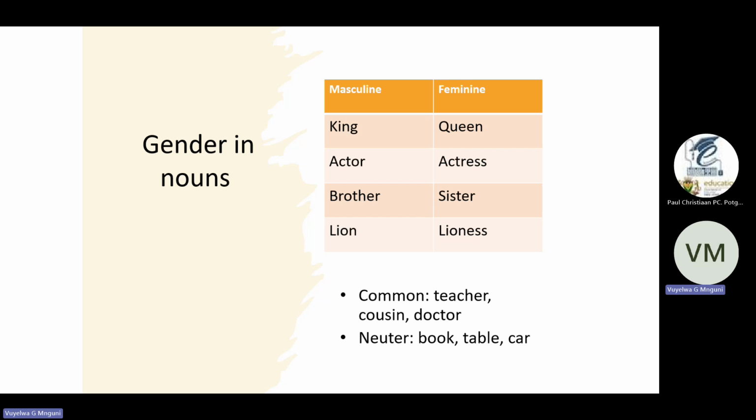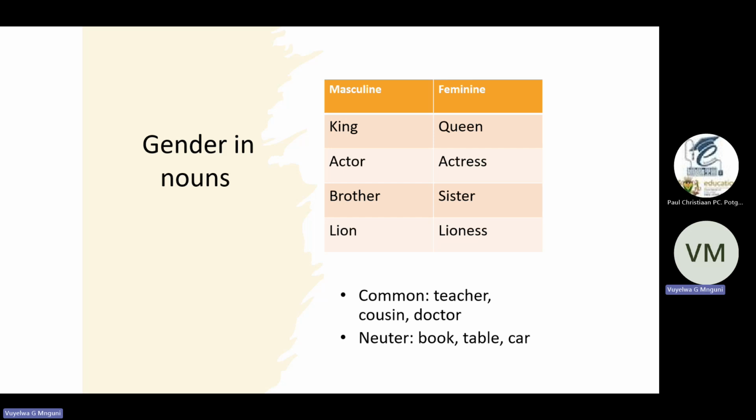Now, let us look at gender in nouns. Gender in nouns tells us whether the noun is masculine, feminine, or common. If it is common, it refers to both genders. Or they can be neuter. It means they do not refer to any gender. There is no gender there.